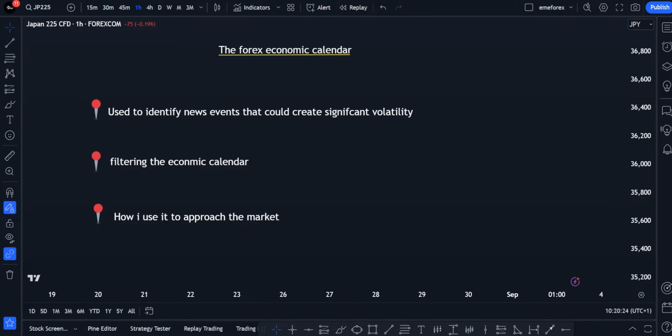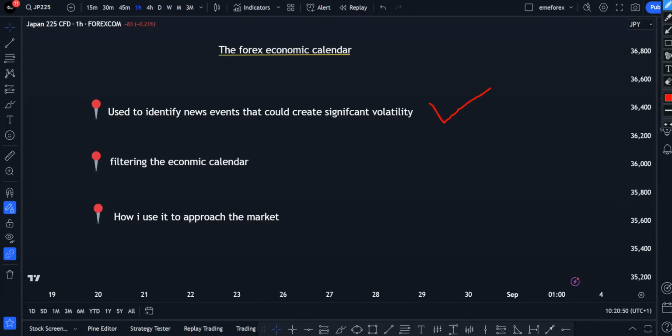So starting off with what we have here, the Forex economic calendar. Obviously the first thing here is we're going to be using this to identify significant news events that could create high volatility within the market, or significant volatility. Now we want to know when we're going to have that insane price volatility or movement in the market. It's very, very important, and we want to take advantage of it.